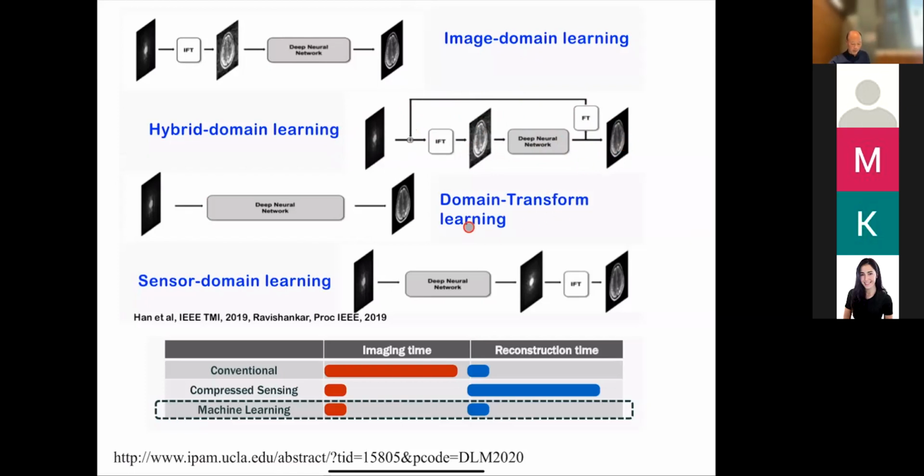And then there's also a sensor domain, where you use the deep neural network to clean up your k-space itself. You say, okay, here's my k-space, but this k-space has a lot of problems with it. Deep learning network, clean up my k-space data, so then I can just inverse FFT it and get a good image. Okay, so these are the different approaches people are trying.